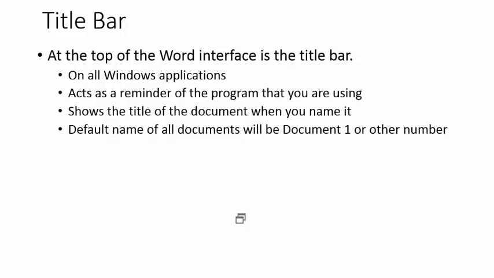At the top of the Word interface is the title bar, and all the Windows applications have this title bar. It acts as a reminder of the program that you're using and shows the name of the document as you named it. If you've never named your document, it would have Document 1 or Document 2 or Document 3. So if you save your document without naming it, it will have a default name of Document and whatever the number is in that sequence. So it's always good for you to put a title on your document.